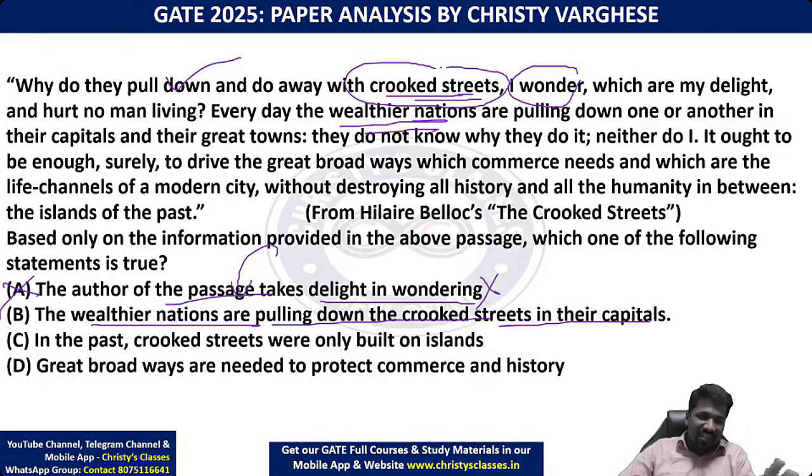We'll discuss it more in the comprehension detailed lectures. Right now, how to do this question by elimination is what we will focus on. So option B is possible as the answer. Let us check the other options.